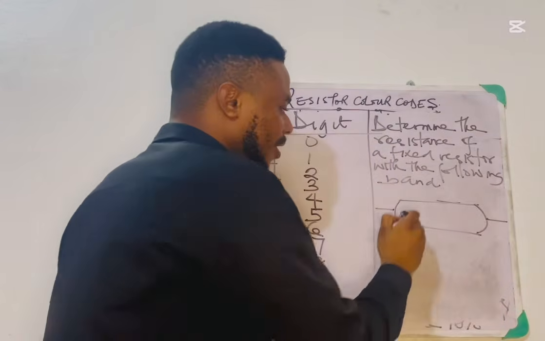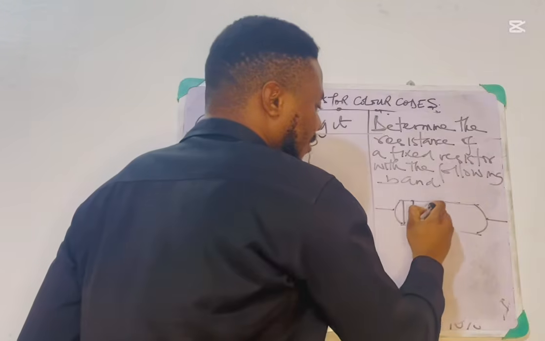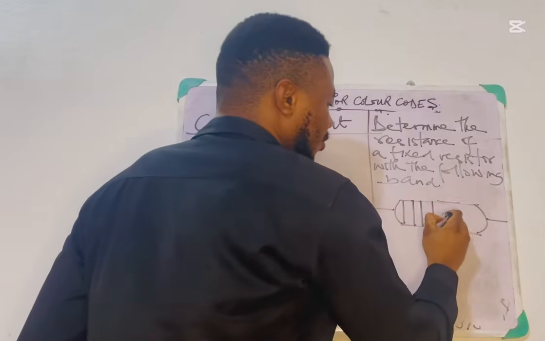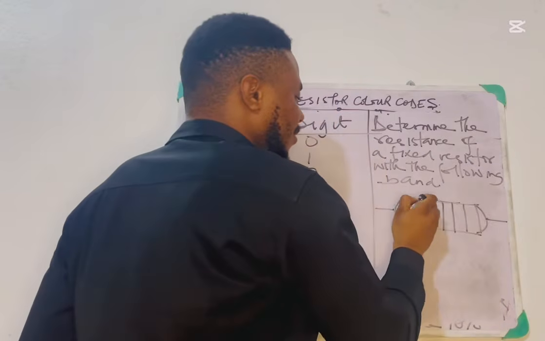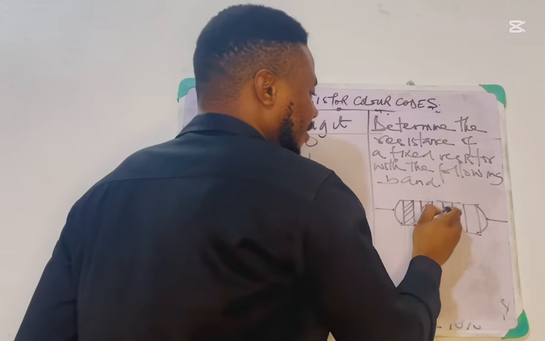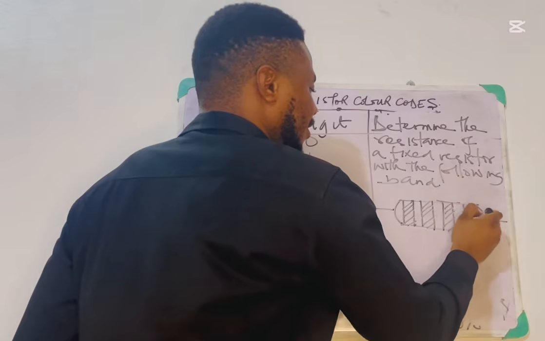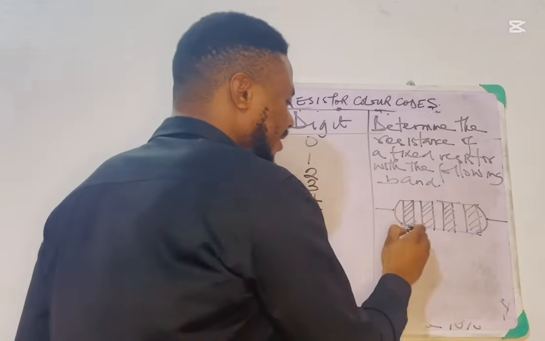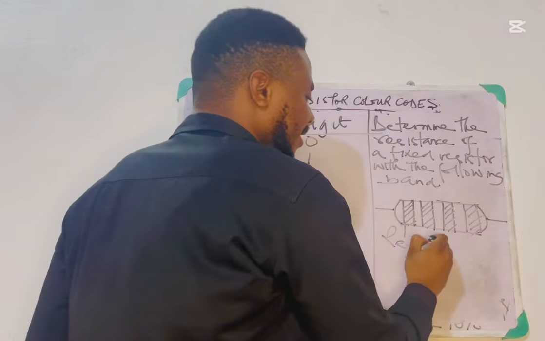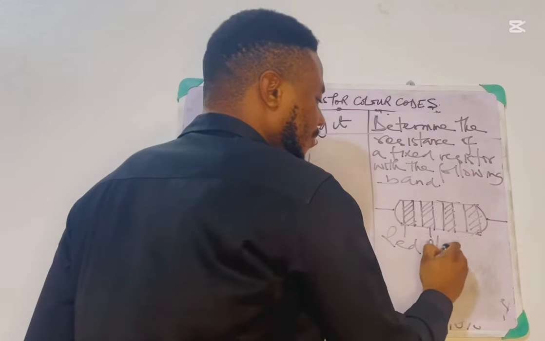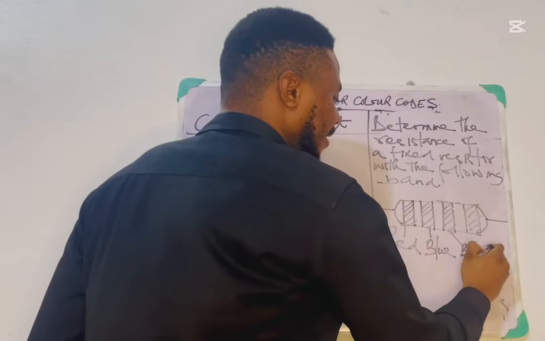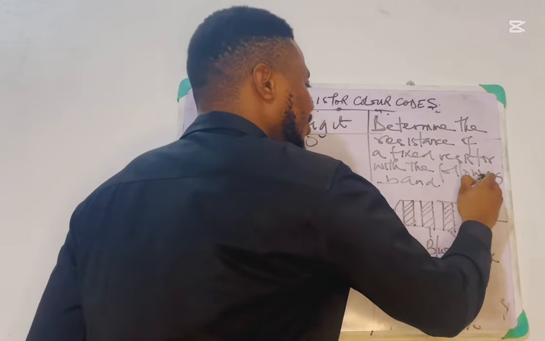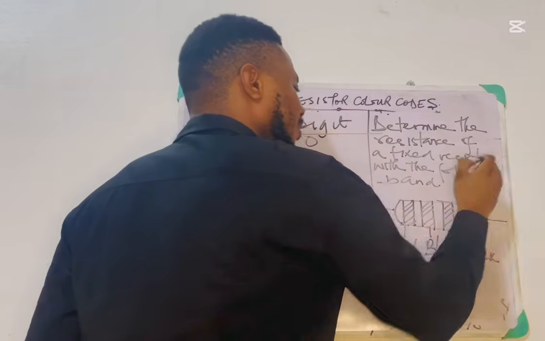Now let us say we have band 1, band 2, band 3, and band 4. These are colors. Let's take the first to be red, the second blue, the third black, and let's take the last color to be gold.